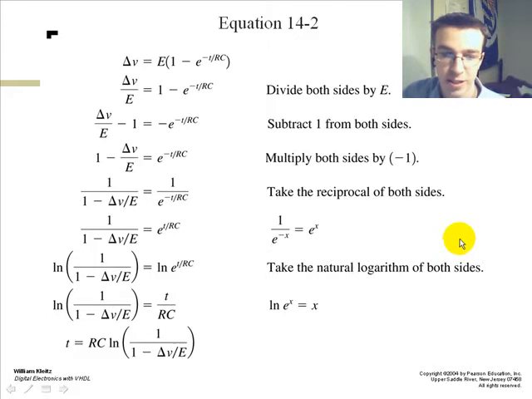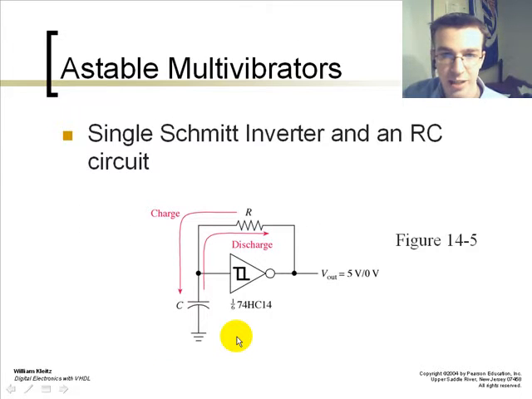This is the equation to find out the time it takes to charge and discharge. You end up with T equals RC, the resistor value times the capacitor value, times the ln of 1 over 1 minus the voltage change over E. Astable multivibrators use a single Schmitt inverter and an RC circuit. This also has a charge and a discharge function.